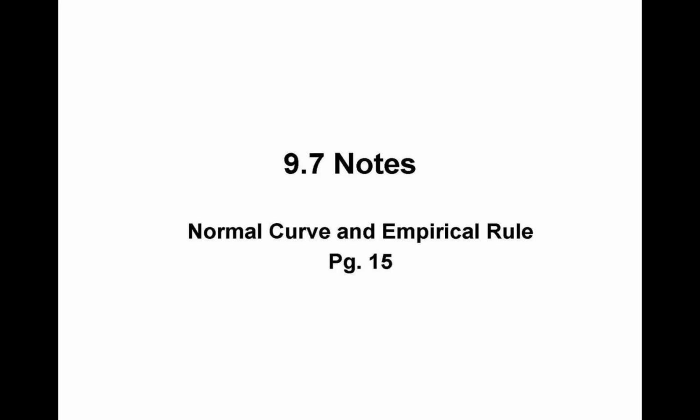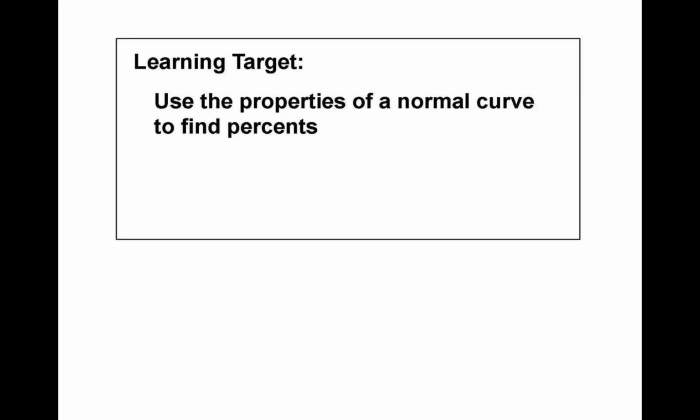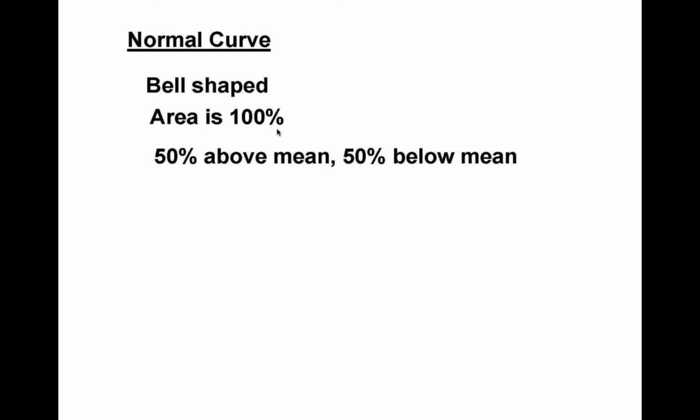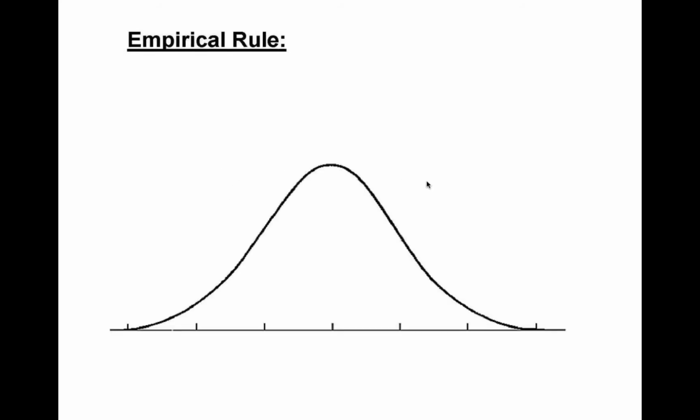All right, 9.7 notes, the normal curve and empirical rule on page 15. So we're going to use the properties of a normal curve to find percents. A normal curve is a bell-shaped graph where the area under that curve is 100%. 50% of the data is below the mean, 50% of the data is above the mean. So it's like our halfway point. So this is what it kind of looks like.